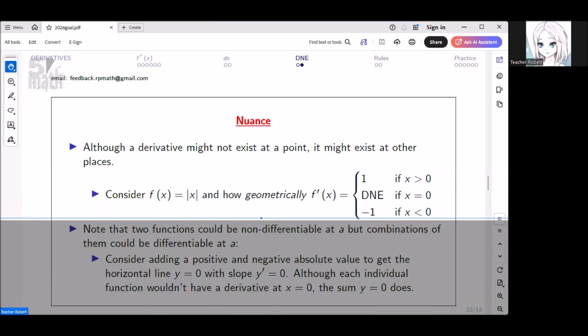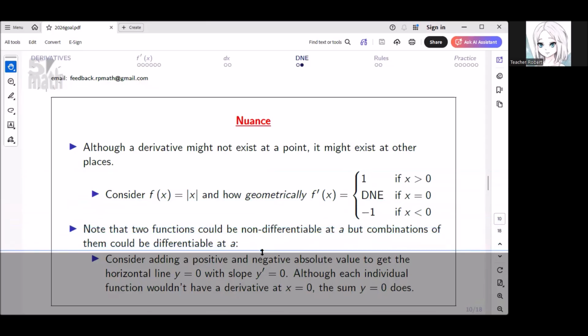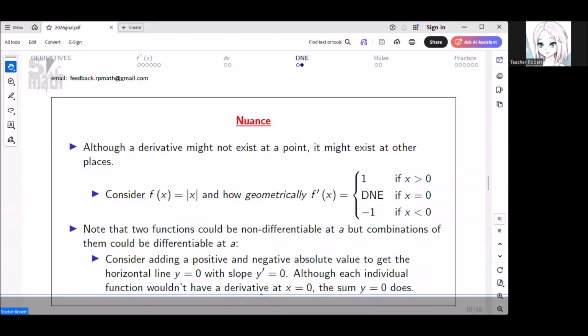Consider f(x) = |x|, and how geometrically f'(x) looks like this. Note that two functions could be non-differentiable at a, but combinations of them could be differentiable at a. Consider adding a positive and negative absolute value to get the horizontal line y = 0, with slope y' = 0. Although each individual function wouldn't have a derivative at x = 0, the sum y = 0 does.